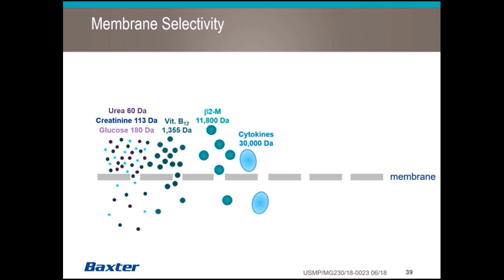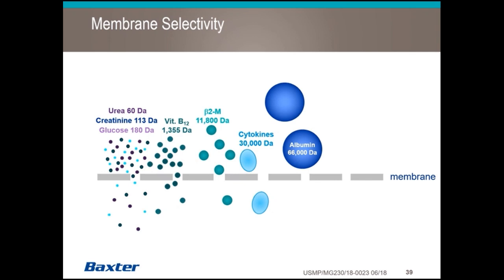So diffusion is going to clear molecules of this size, about 1,500 or less. Convection will be able to clear the larger molecules up to 50,000 Daltons. Your Dalton cutoff is 50,000 Daltons. No substance, no solute, no molecule bigger than 50,000 Daltons will be able to pass across the membrane. So your patient's not going to lose albumin or other proteins.